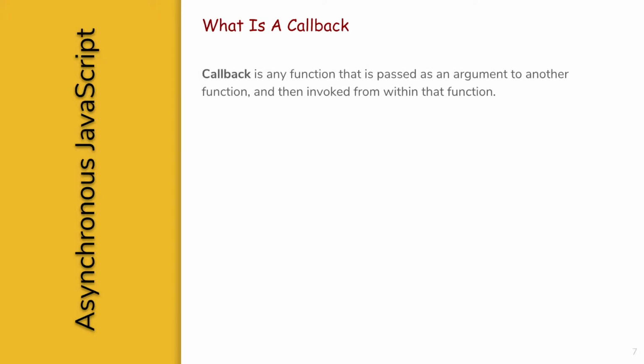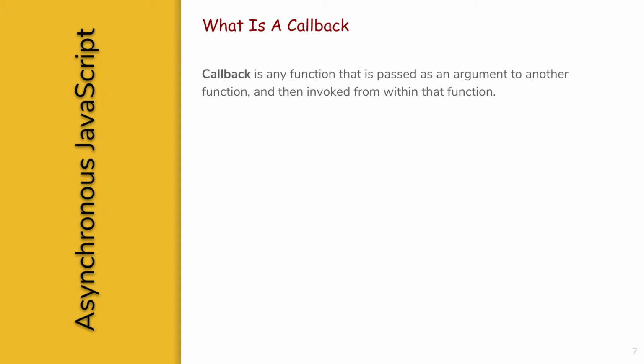Essentially, a callback is any function that is passed as an argument to another function and then invoked from within that function. In JavaScript, functions are first-class citizens. This means that functions themselves are objects and they can be used like any other object.